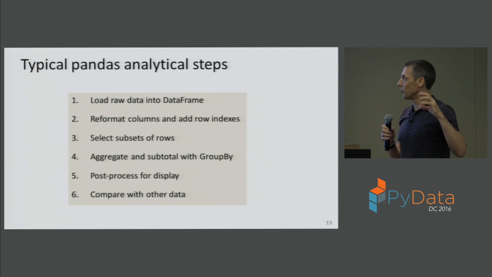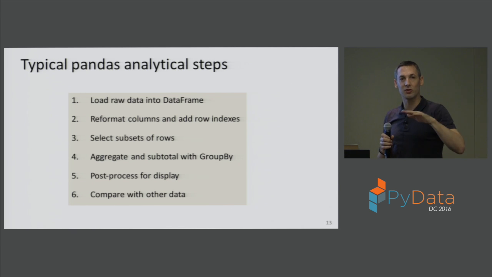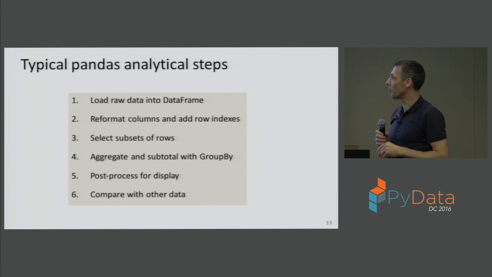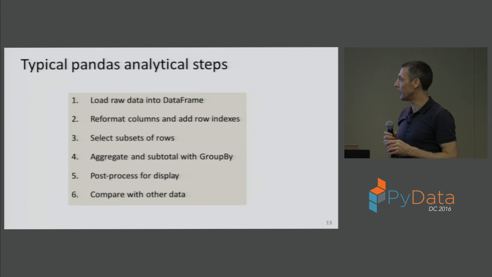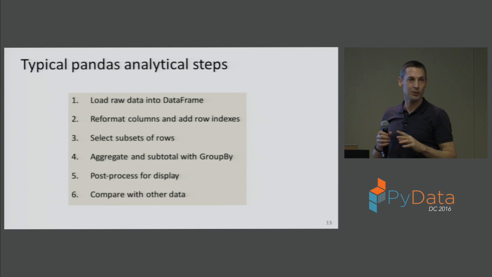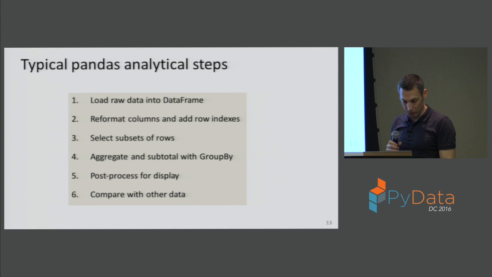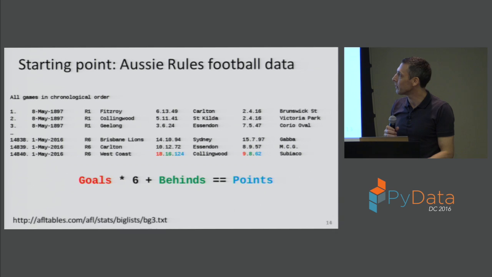That normally means we'd want to reformat columns, add indexes to it for looking things up and so on. And then take subsets of the data frame, do maybe some more specialized analysis or checks on that, and then produce some summary statistics by aggregating by different index fields, subtotaling things with groupby, and then doing some final processing for displaying results. So these are fairly basic steps, fairly generic. We're trying to keep this simple because the insight will come from what's happening underneath that.